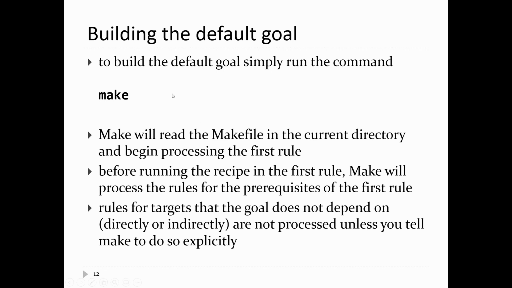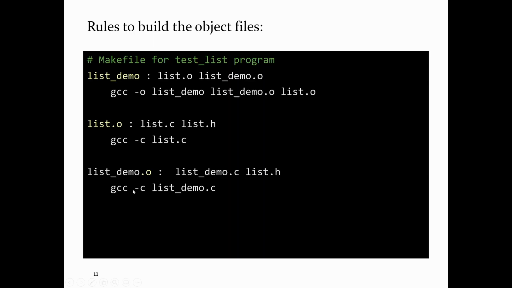To run make, you just type make. If you've got GCC or Clang installed on your computer, make's already there. So to build the default goal, just run make. And what does make do? Well, make reads this makefile. It tries to build the default target, so it tries to build the first target in the makefile.